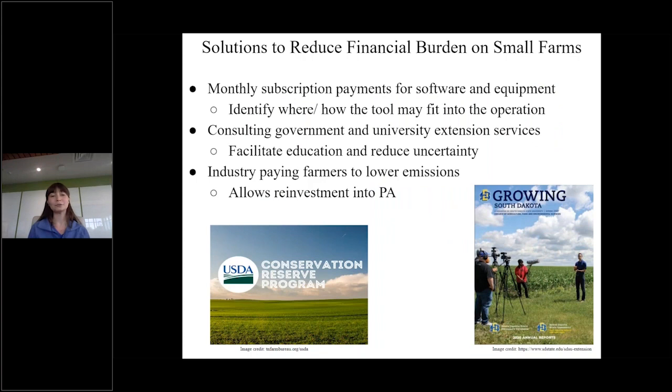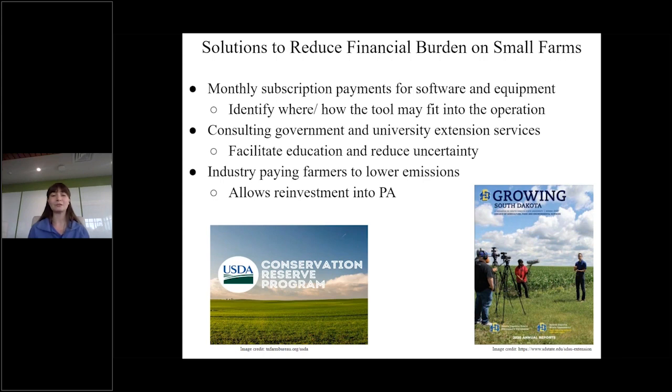But there are some solutions to reducing that financial burden on smaller farms. So for instance, monthly subscription payments for software, just for software in general, is becoming more of the norm. And so these software payments as subscriptions for agriculture software is also becoming more normalized, which is really great. But additionally, it would be really helpful to have monthly subscription payments for equipment as well.